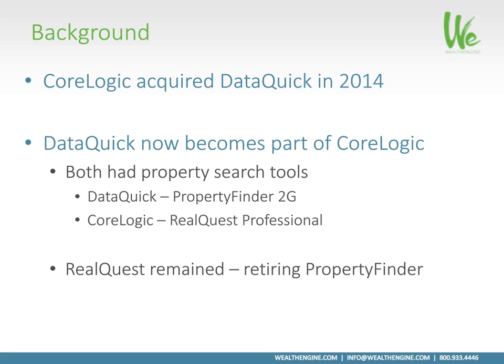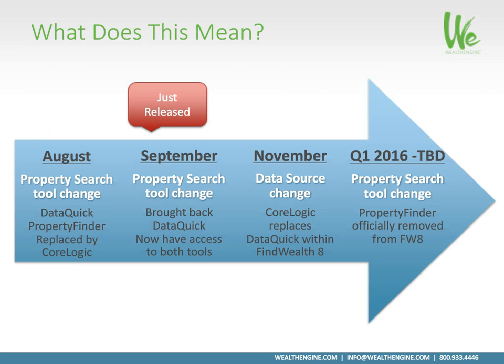Now, that was something that we worked through, and so you see in this timeline here, in August we had messaged and worked with you prior to that in terms of Property Finder going away as a tool. And what ended up happening is we heard a lot of feedback from all of your customers that you really missed some of the key functionality within the Property Finder tool. And that primarily was the nationwide search and the ability to search by mailing address. And there were some limitations within the RealQuest platform.